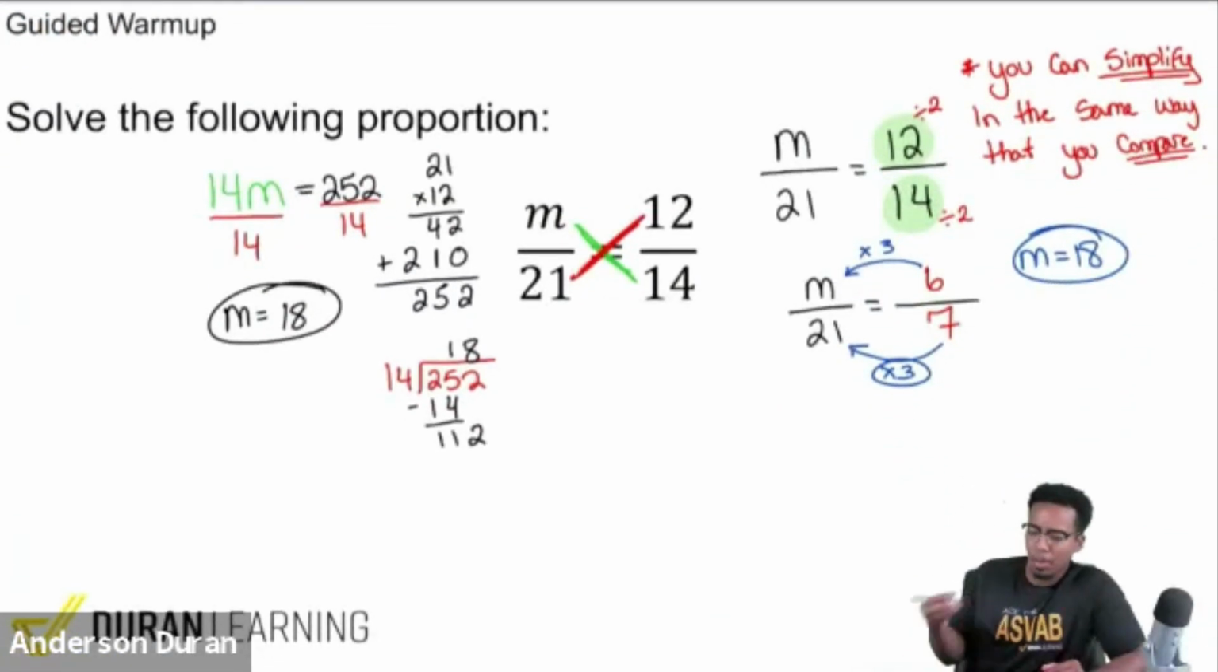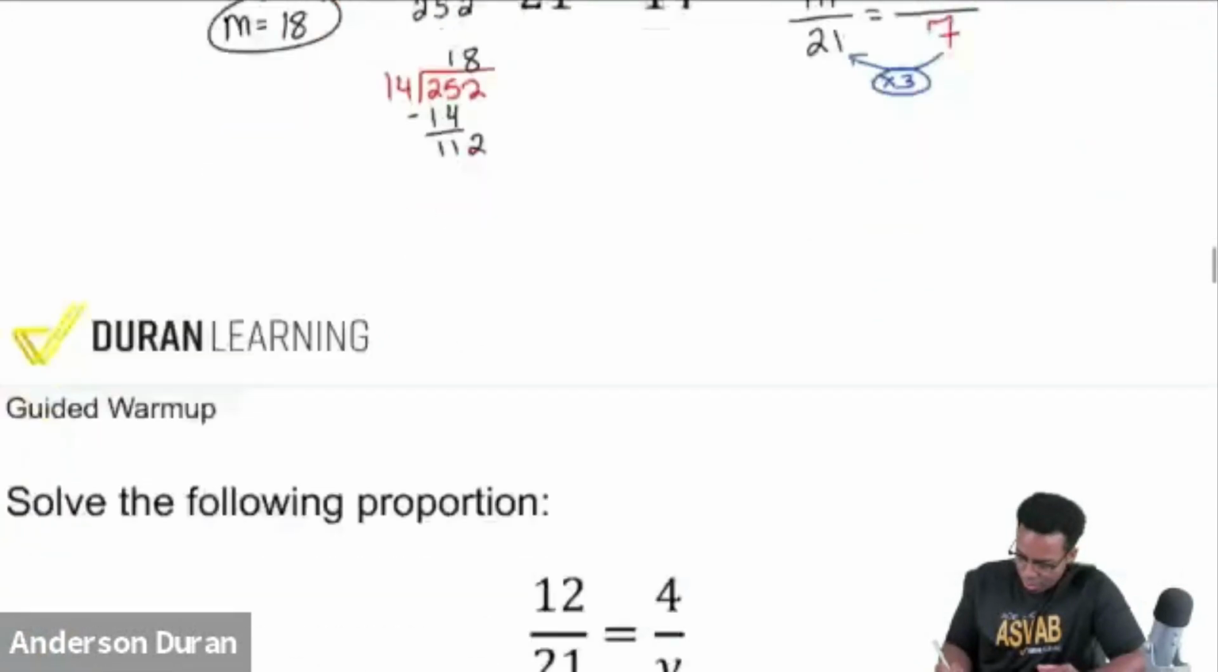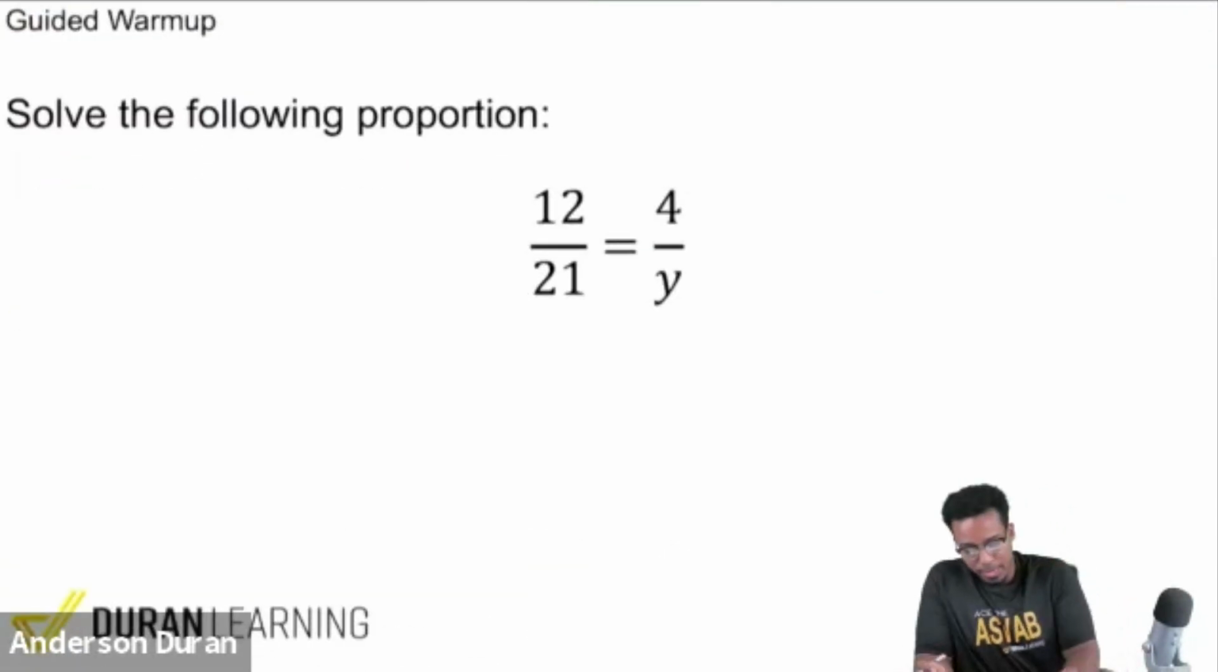So allow me to go ahead and take you through another proportion here. Let's take a look at this. We have 12 over 21 equals 4 over y. No, it wouldn't matter, Mario. Still would work. As long as you set it up appropriately, wouldn't matter.